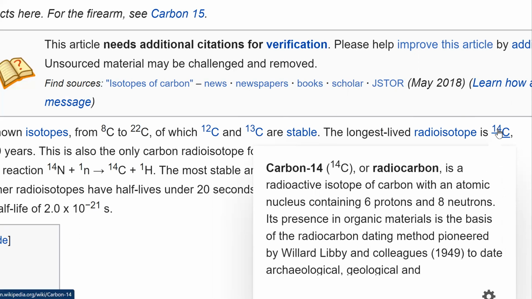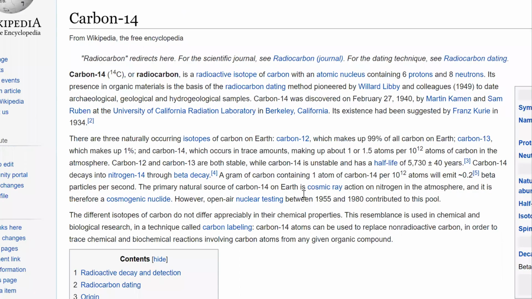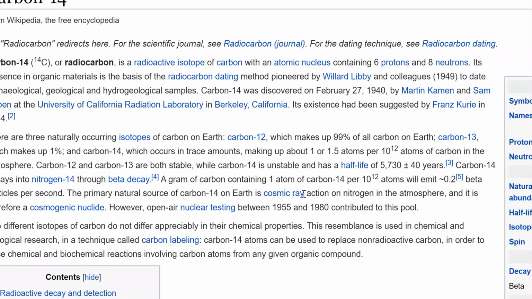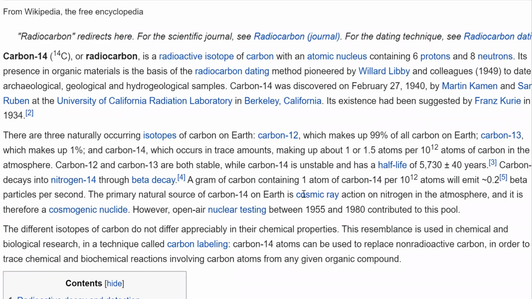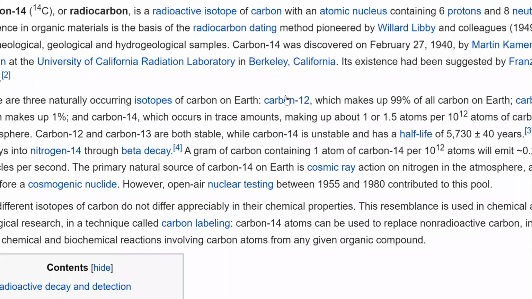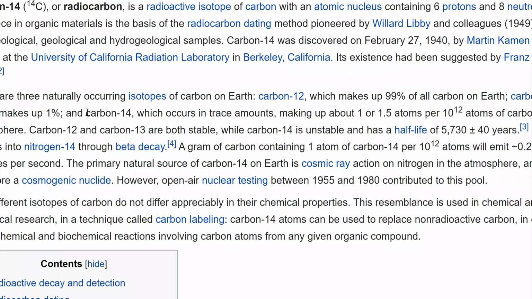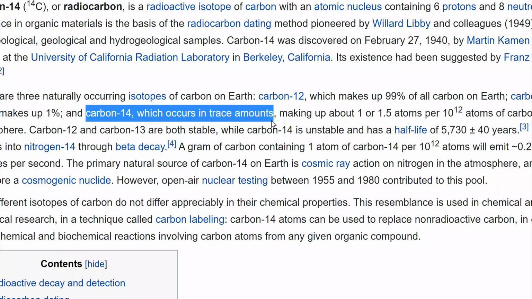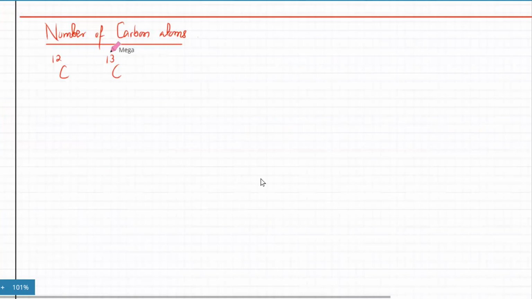We don't talk about them because their abundance is almost negligible. Carbon 14 is hardly present on Earth. It occurs in trace amounts, which means it's almost non-existent. So coming back to this, carbon has two isotopes, 12 and 13. And I'm going to write down the probability as well. So this is 98.9%, and this one over here is 1.1%.